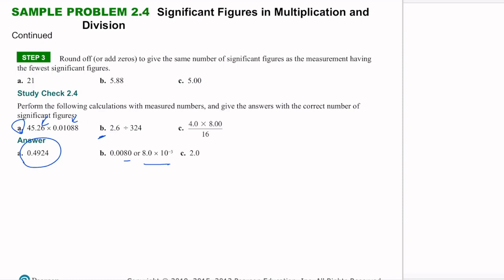For C, we have two significant figures, three significant figures, and two significant figures. So we put that into the calculator, 4 times 8 divided by 16, and we need our final answer to have two significant figures. The calculator will display 2. We have an implied decimal point, so we need to add a 0 behind it.